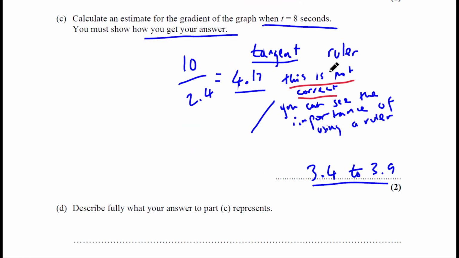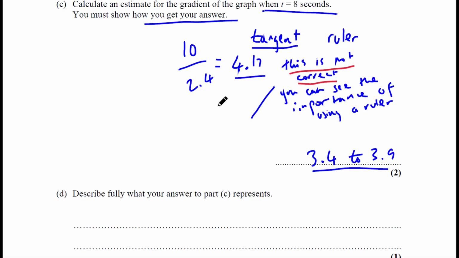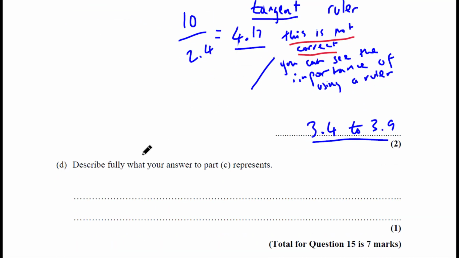So remember, in this question you need to draw the tangent correctly with a ruler and make sure you get the scale right when you're doing the change in y divided by the change in x to get the gradient, because that should be a straightforward 2 marks. And I made a mistake here because my line is not good enough, or the tangent is not good enough. So D, describe fully what your answer to part C represents. Well, when you have speed changing over time, this is in fact acceleration in meters per second.